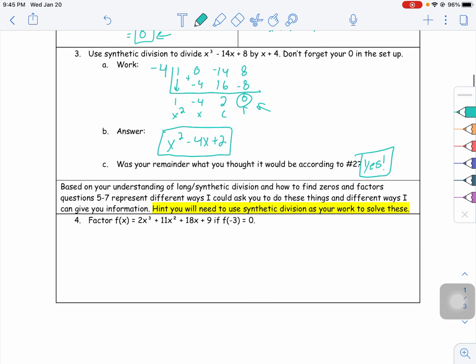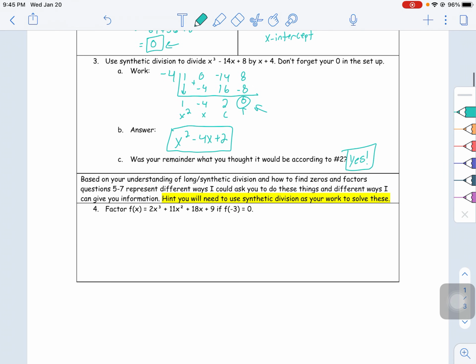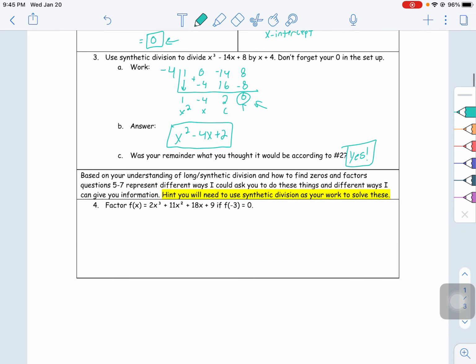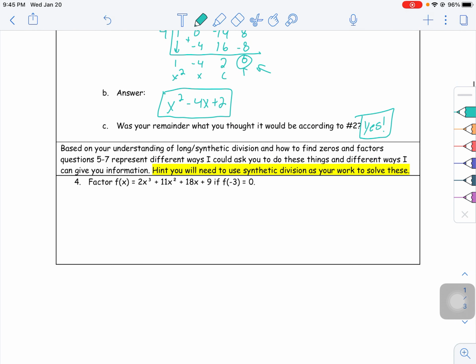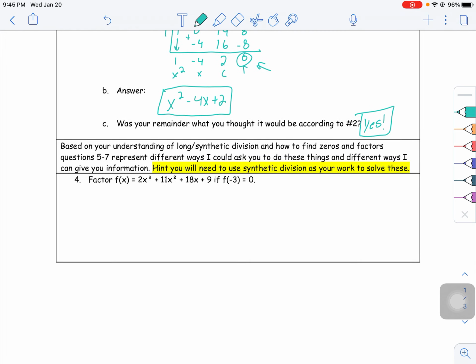So based on our understanding of long and synthetic division and how to find zeros and factors, these next questions represent different ways that I could ask you to do these things and different ways I can give you information. So in all of these questions, you're going to need to use synthetic division to help you solve. So the first question says factor.